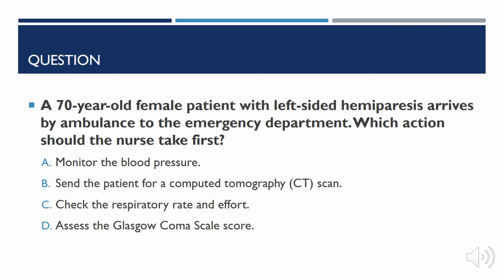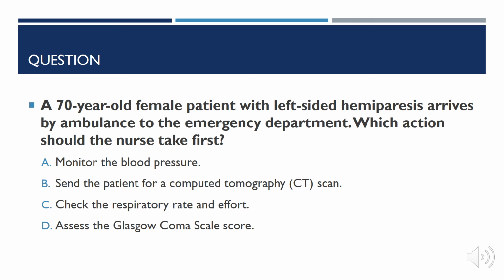A 70-year-old female patient with left-sided hemiparesis arrives by ambulance to the emergency department. Which actions should the nurse take first? Monitor the blood pressure, send the patient to the CT scanner, check the respiratory rate and effort, or assess the Glasgow Coma Scale score.